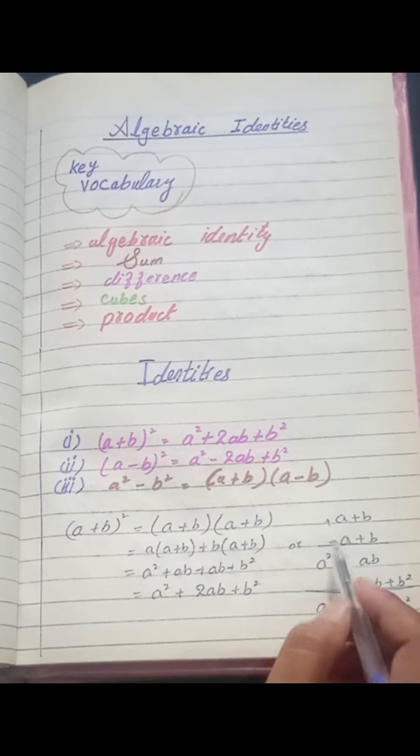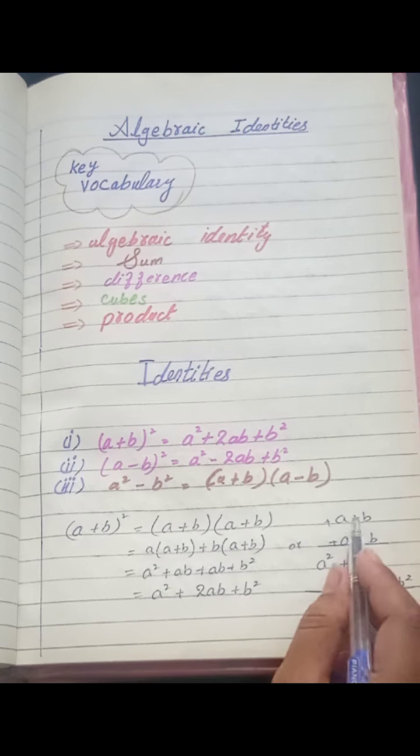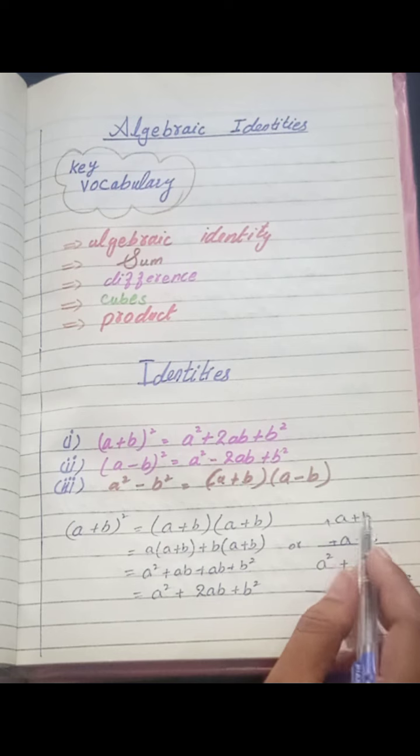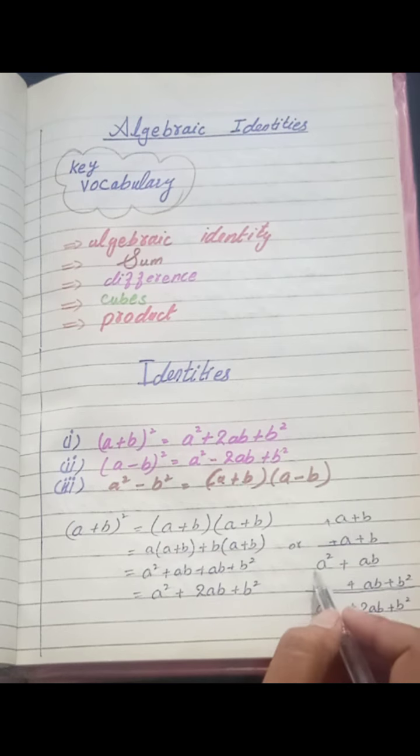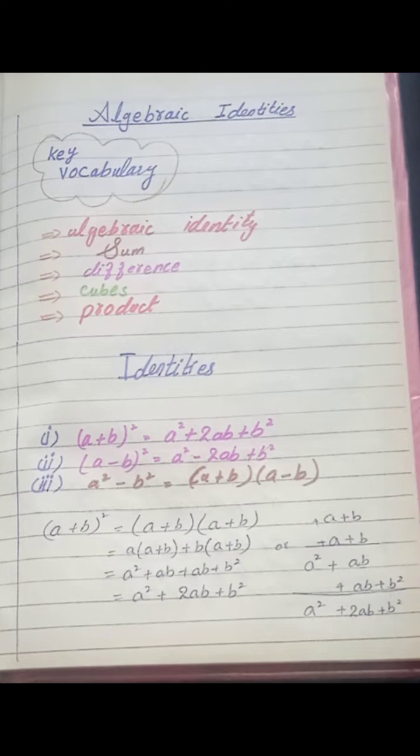Another method for multiplication: a multiplied by a we have a square, then a multiplied with b we have ab. Similarly, plus a multiplied by b we have ab, plus b multiplied with b we have b square. So a square plus 1 and 1, 2ab, plus b square. So we also have a square plus 2ab plus b square.